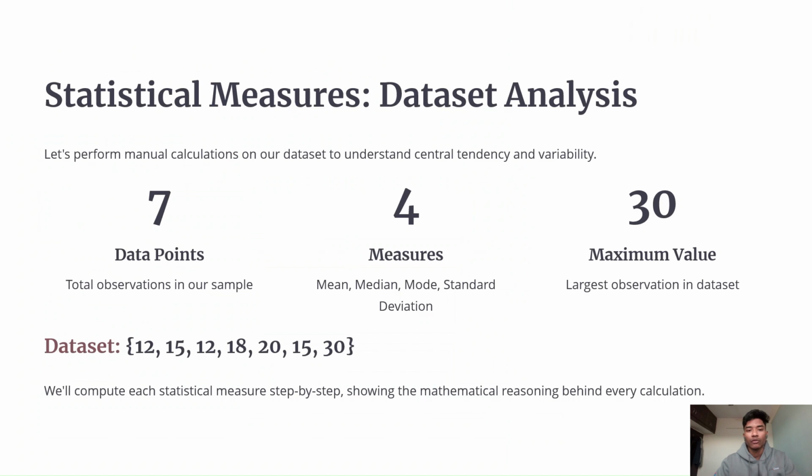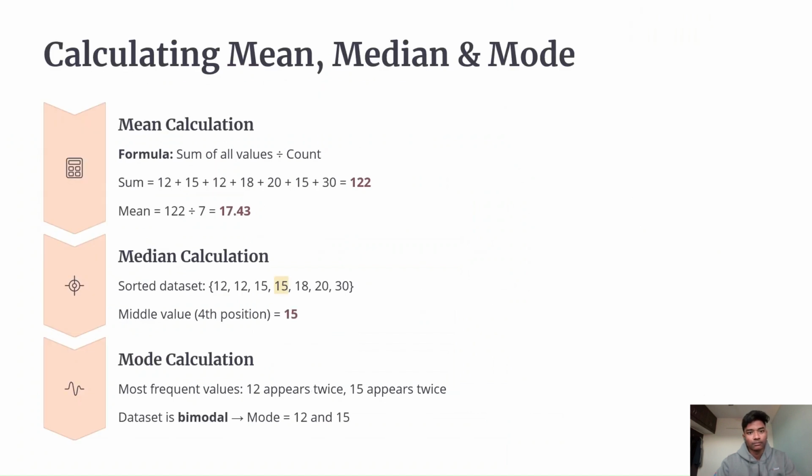Now let's break each of these down. Mean, median, mode. Mean: we add all values and divide by 7. Sum is 122. When divided by 7, it gives us 17.43. Median: after sorting, the middle value is the fourth value, which is 15. And the mode: 12 and 15 repeat twice, so the data set is bimodal. Mode is 12 and 15.